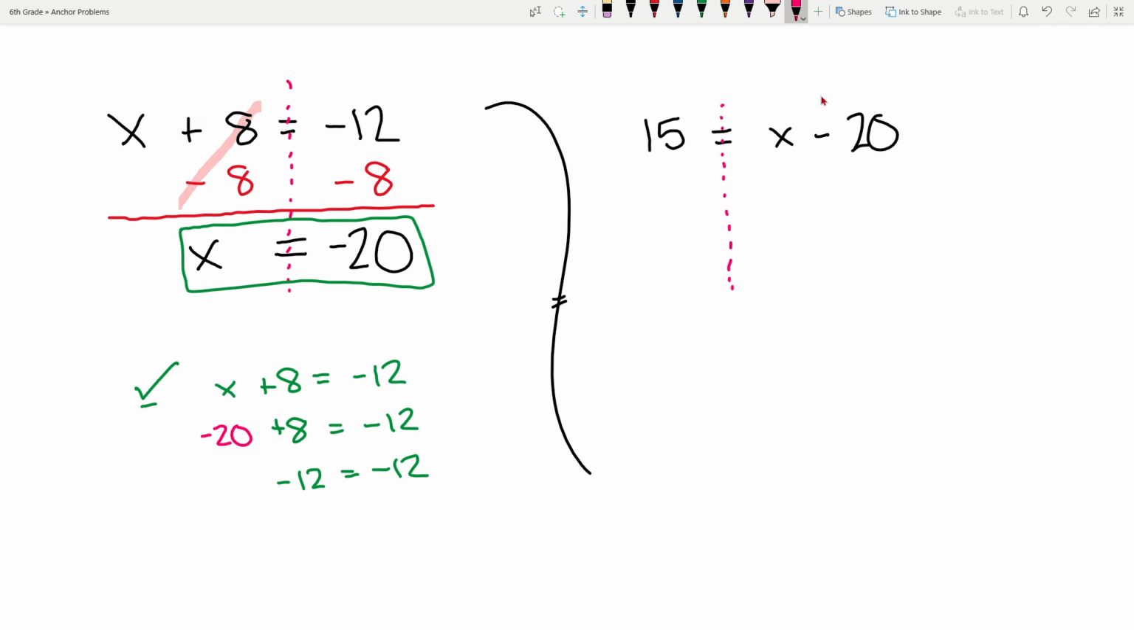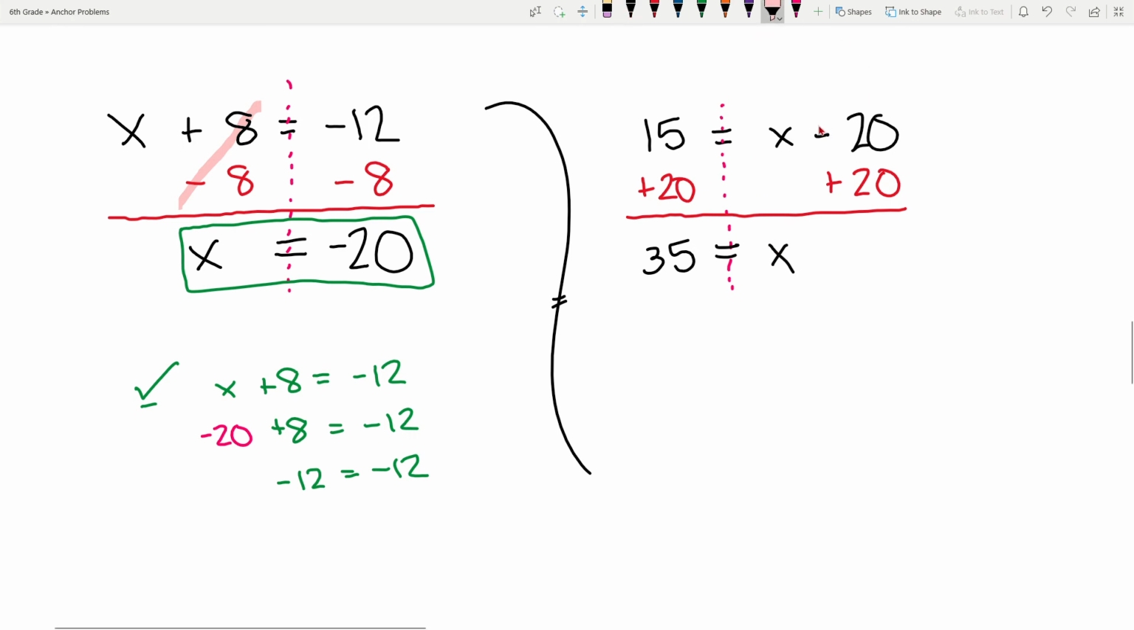Now we need to move this minus 20. And the way we're going to do that is by taking the opposite operation. The opposite of subtraction is addition. So we're going to add 20 to the right side. And if we add 20 to the right side of the equation, we have to add 20 to the left side. So that way on the left side, we're left with 35 equals x. And on the right side, again, minus 20 plus 20 canceled. So we're just left with x equals 35.